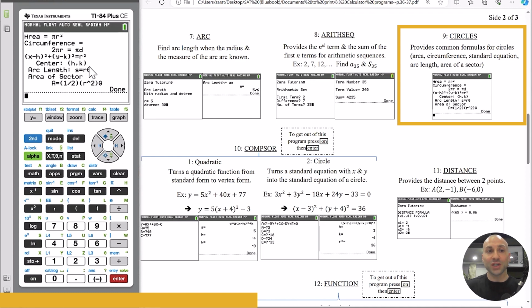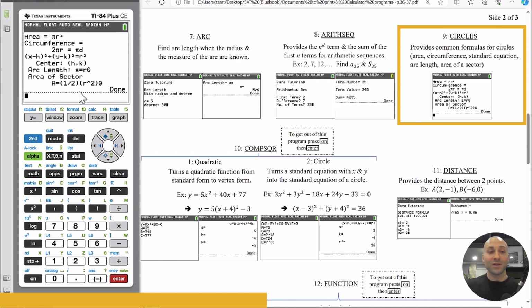The center is (h, k). Notice in the equation it has x - h and y - k. So if you are trying to find the center, you have to take the opposite of each of the values there. If instead you already have the center value and you're putting it into the equation, same thing. You have to do the opposite of each of those values. We also have the arc length and the area of a sector. The nice thing is we have a program for finding the arc length, so you don't necessarily need it. Same thing, we're going to see a program for the area of the sector, but it's good to know the formula anyway.